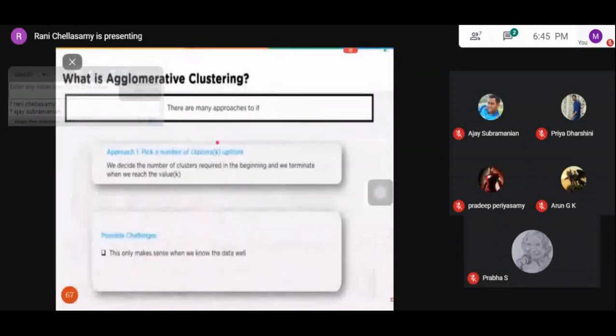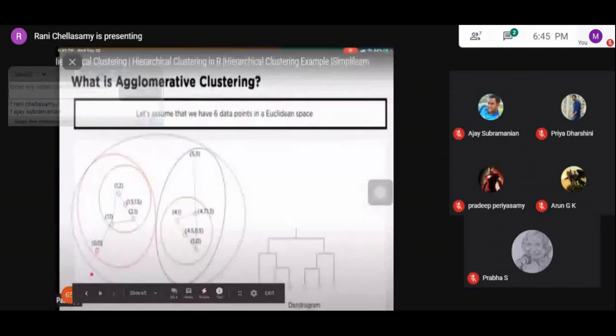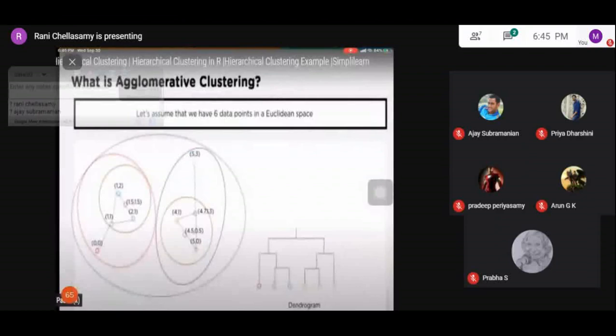With this you can find the new centroid with that of 4.5, 0.5. You can find the new centroid at 4.7, 1.3. So from this grouping of data points, we can draw the dendrogram.